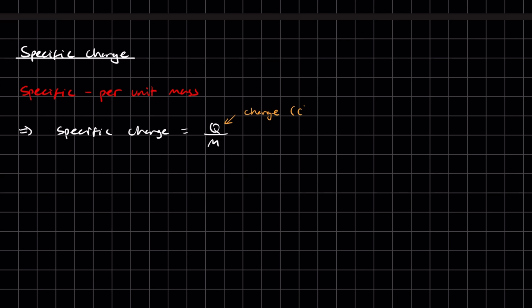We next want to discuss the idea of specific charge. In physics, the word specific means per unit mass or divided by the mass. In the case of specific charge, it means take the charge of our particle and divide it through by the mass of that particle. Since we know that charge is measured in coulombs and mass in kilograms, it tells us that specific charge, which is coulombs divided by kilograms, must have units of coulombs per kilogram.